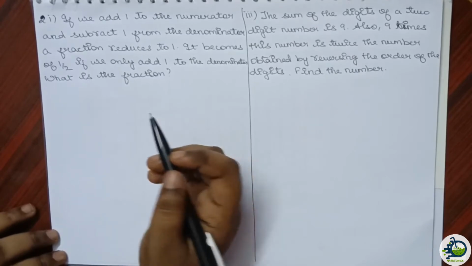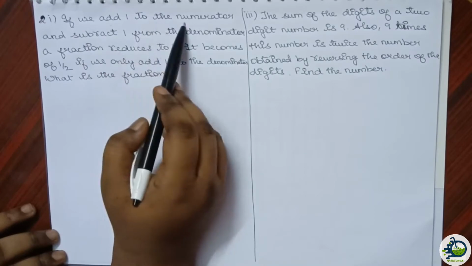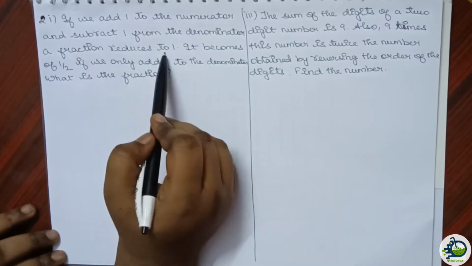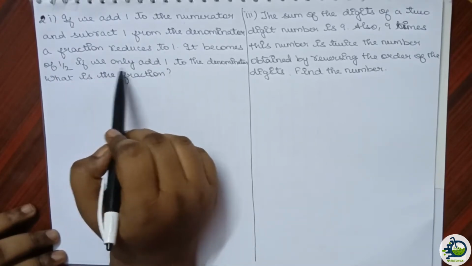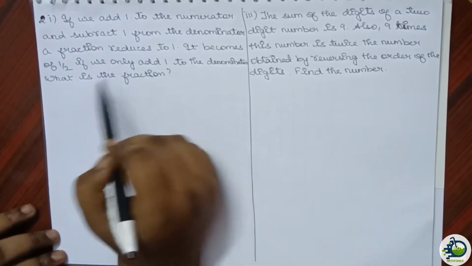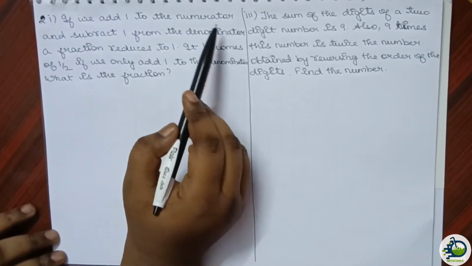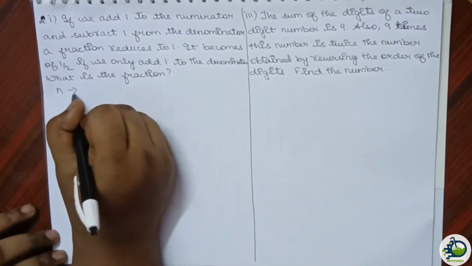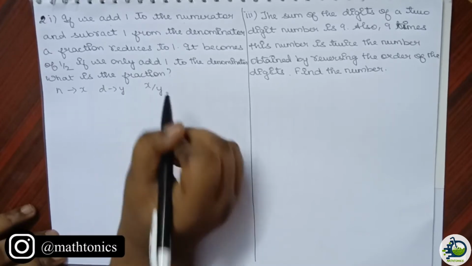So now let's move on to the next sum. Here it is given that if we add 1 to the numerator and subtract 1 from the denominator, a fraction reduces to 1. It becomes 1 by 2 if we only add 1 to the denominator. Now we have to find what the fraction is. We don't know the numerator and denominator, so we can consider the numerator as x and the denominator as y. So x by y is the fraction.